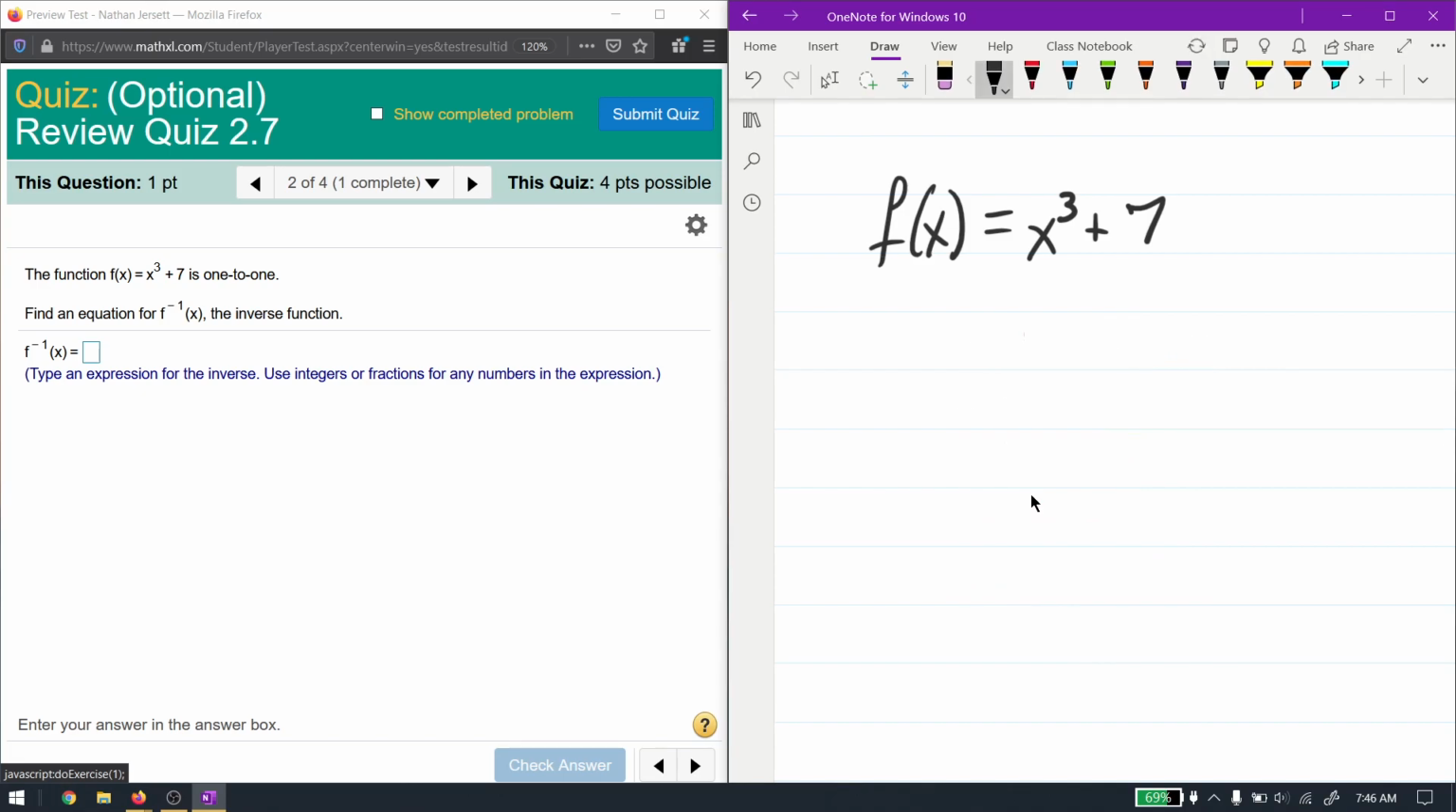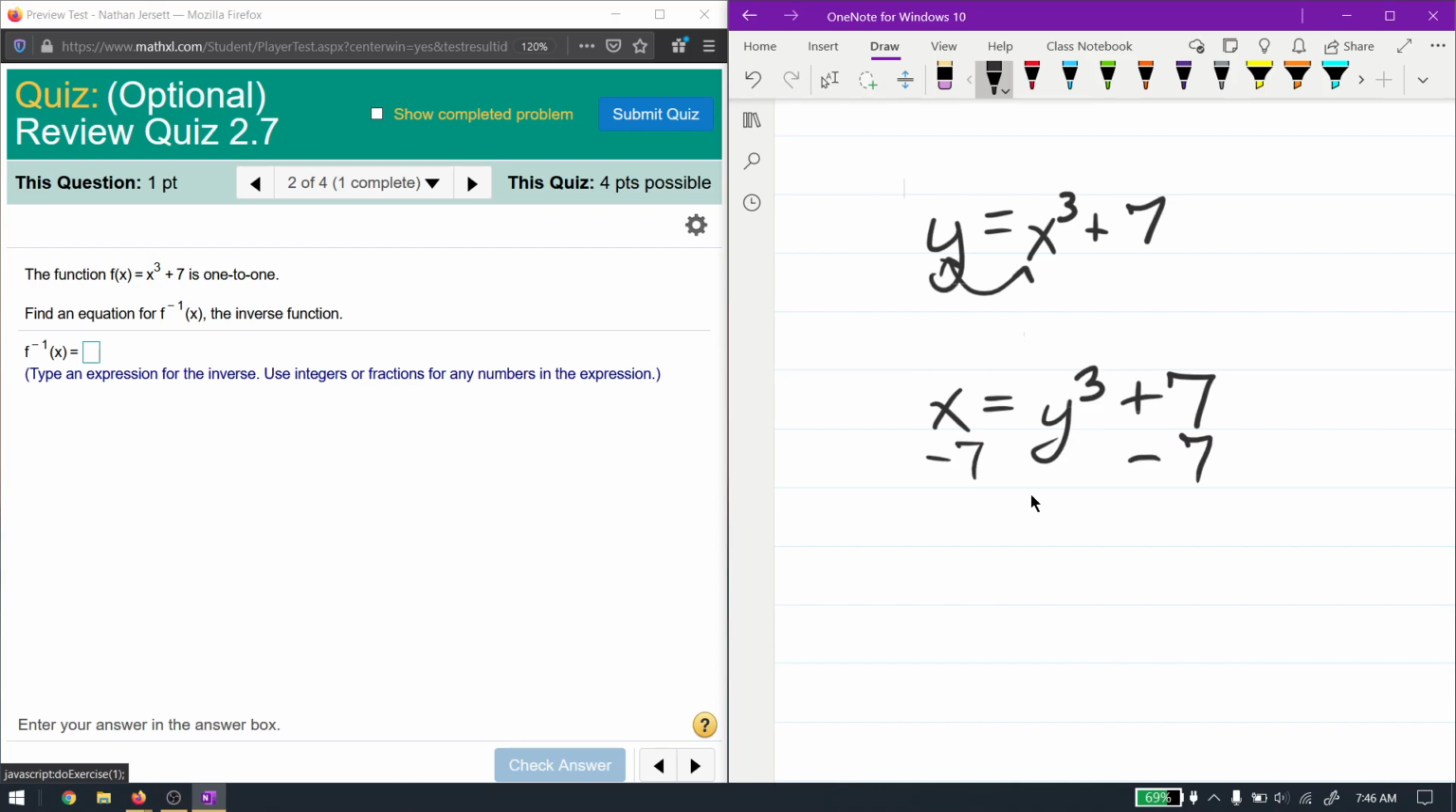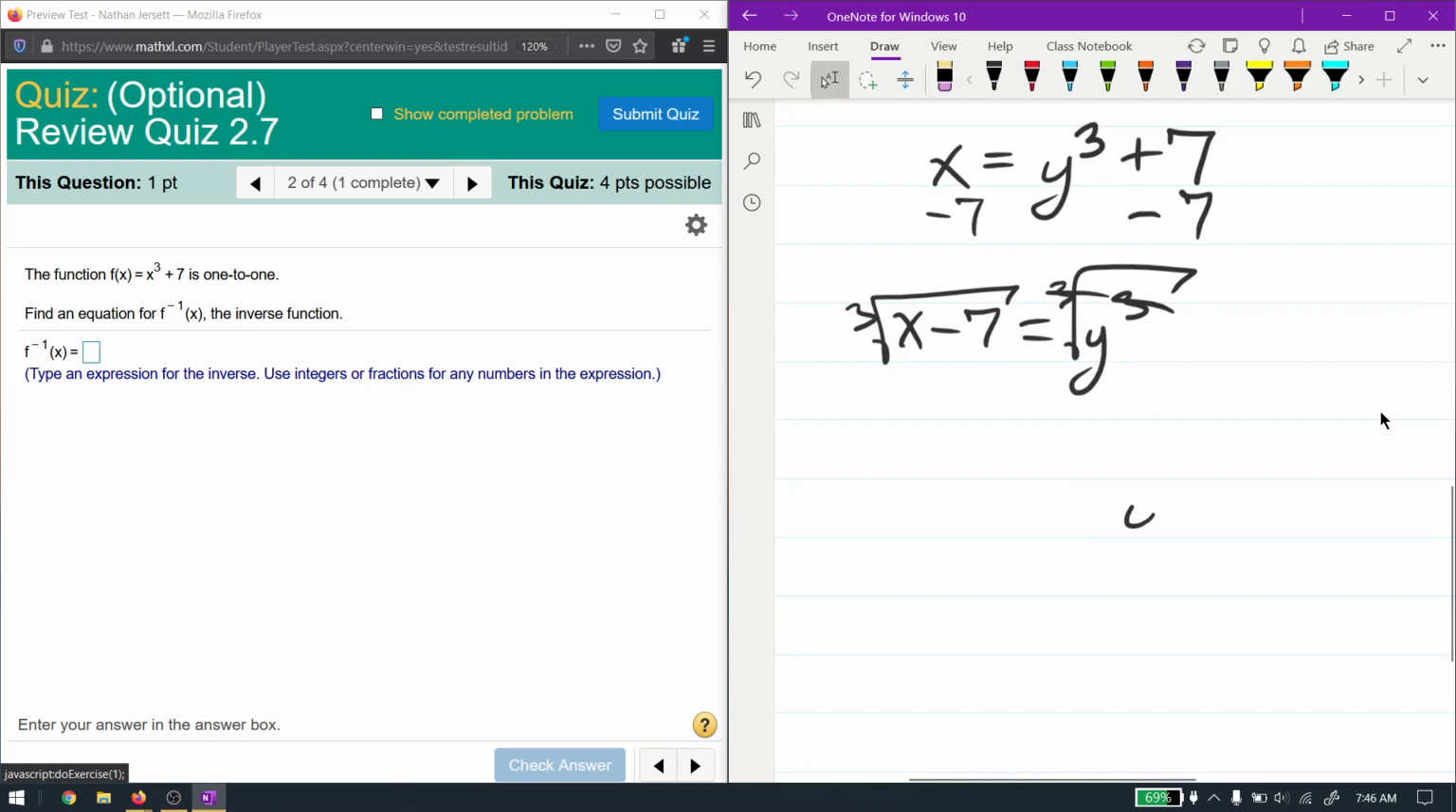To find it is very simple. I'm going to first change f of x into y, and then I'm just going to flip the x and the y. So we get x equals y cubed plus 7. Now all I'm going to do is solve for y. So first off, let's subtract 7. We get x minus 7 equals y cubed. And now we can take the cube root of everything. That gives us y equal to the cube root of x minus 7.